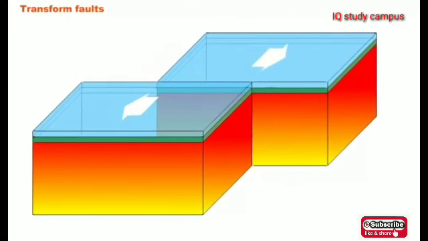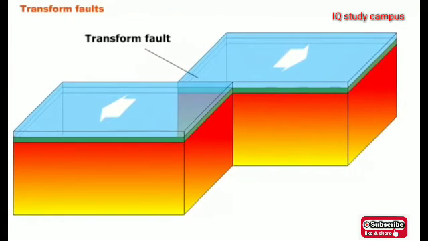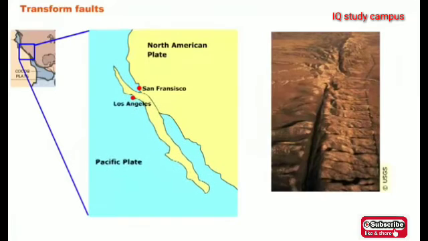All right, our third type of movement is called a transform fault, or strike-slip faults that extend through the rock. Here, the plates are moving side by side in opposite directions. California is known for this, the famous San Andreas Fault. It's the best known fault in the world.